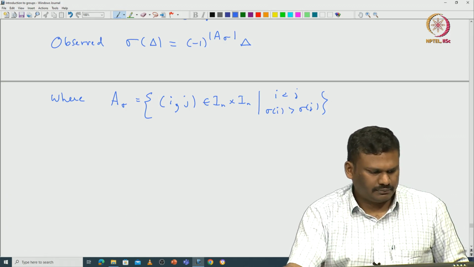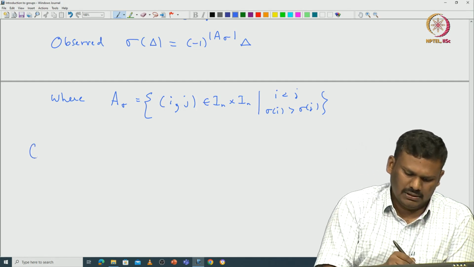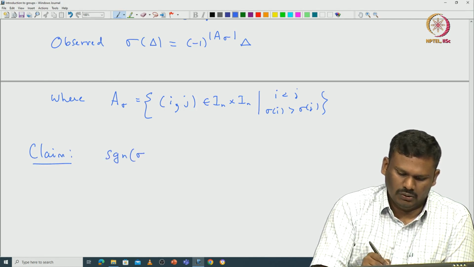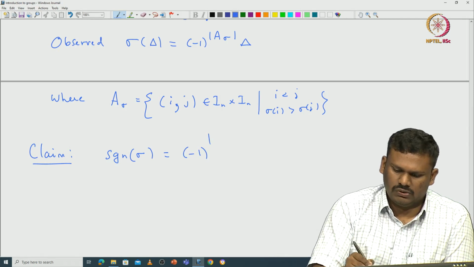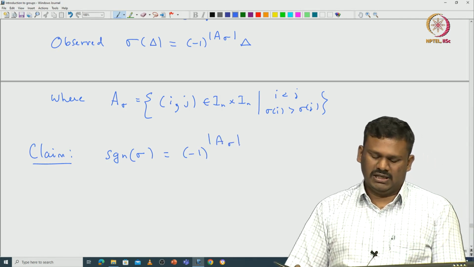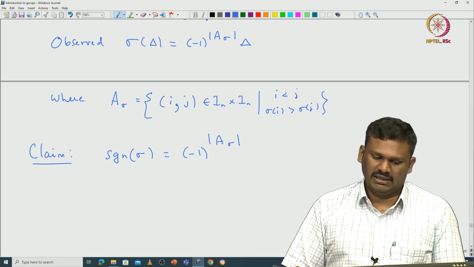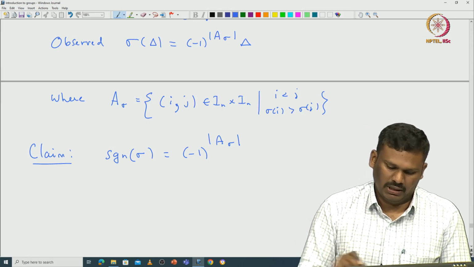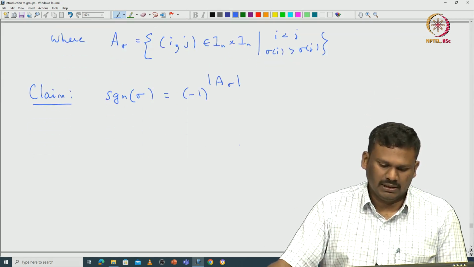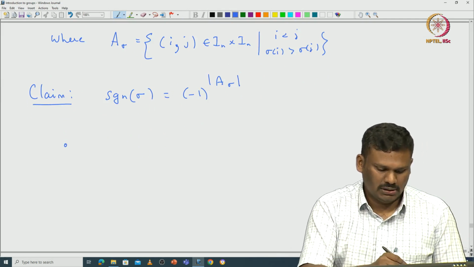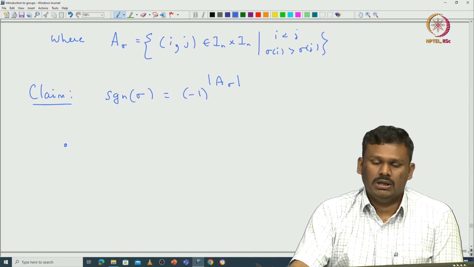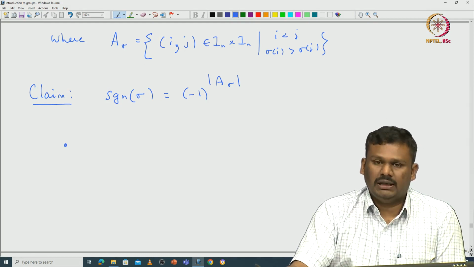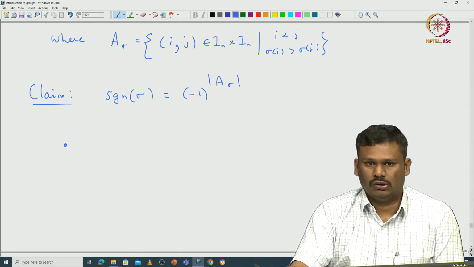Now, as I promised earlier, our claim is that the sign map that we already know is exactly minus 1 power the cardinality of A sigma. Whatever sign is picked up by applying sigma on delta is the sign you get for the sign of sigma. That is what we want to claim. Of course, how can one prove such a statement? We can use the group homomorphism property of the sign map. Recall that the sign map is indeed a group homomorphism. So on the right hand side, you have to prove it is a group homomorphism.